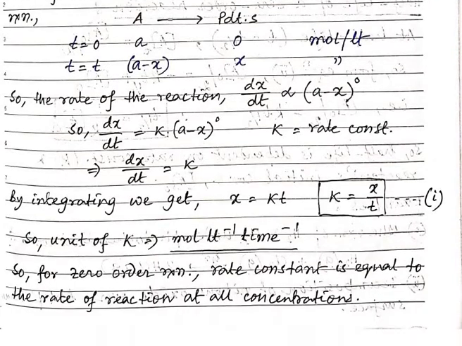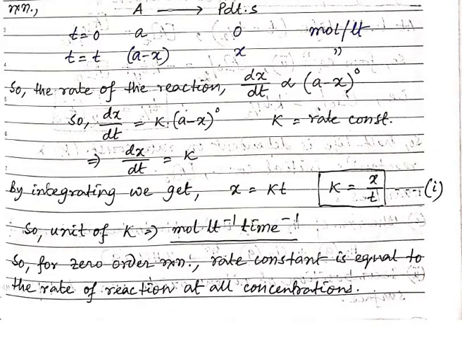So for zero order reaction, the rate constant is equal to the rate of reaction at all concentration. Again I am repeating, the rate constant k is equal to the rate of reaction at all concentration. Whatever the concentration may be, I can write that the rate constant is equal to the rate of the reaction, that is independent of the concentration of the reactant. Okay, so I will say this again.